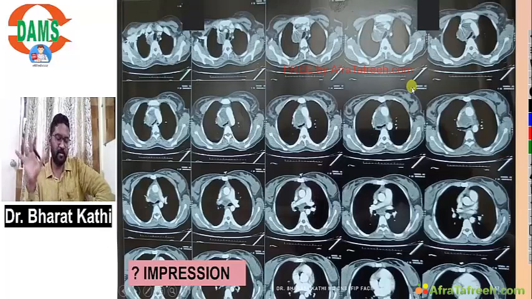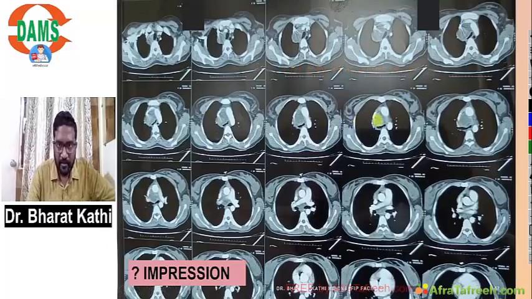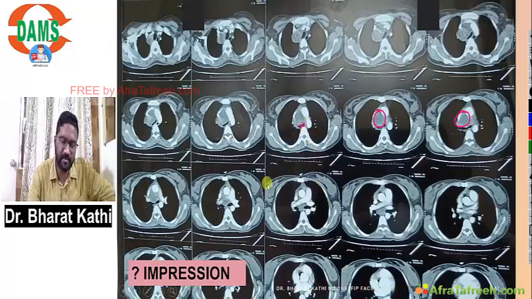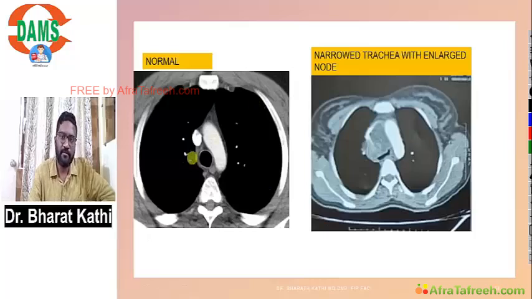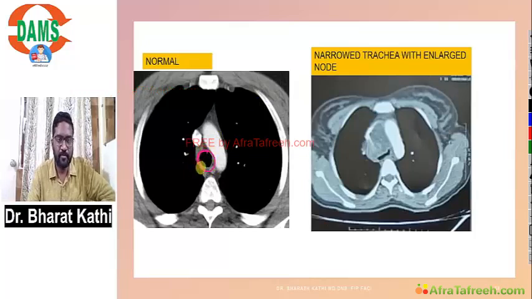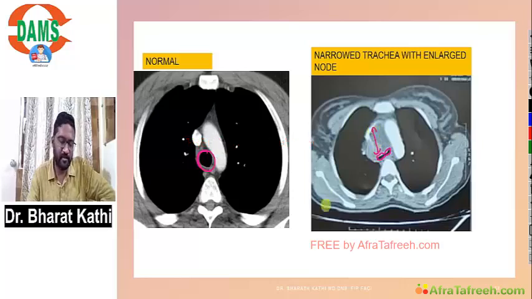So common in India. You can see there is a big lymph node here, and this lymph node is not keeping quiet. It is actually compressing the trachea. Normally the trachea will be of this shape, oval. Whereas here, at this level, the trachea has compressed. So all of this is the enlarged lymph node. It is in the anterior mediastinum.